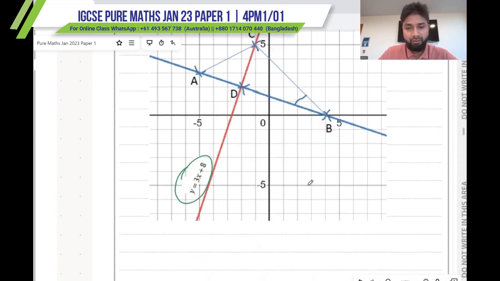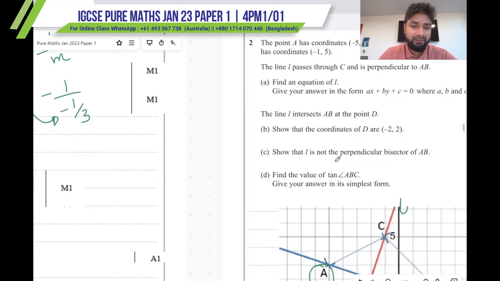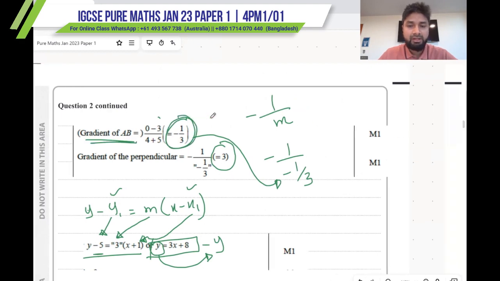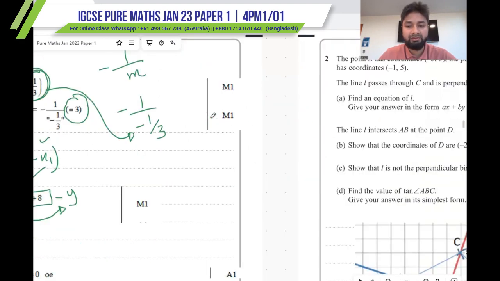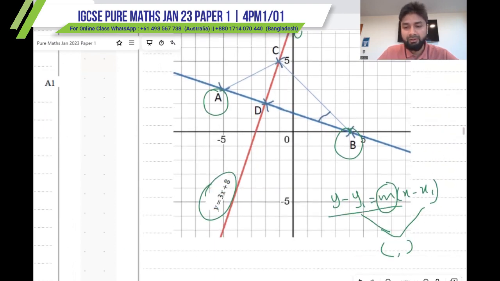So we have to use the same format, y minus y1 equals m times x minus x1, where y1 and x1 can be the coordinates of any of these two points. So we can use either A or B. And then we have to use the gradient. If you remember, we have already found the gradient of AB from last time. Over here, the gradient of AB is -1/3. So we can use that, and we can use the coordinates of either A or B to find the equation for this particular line AB.